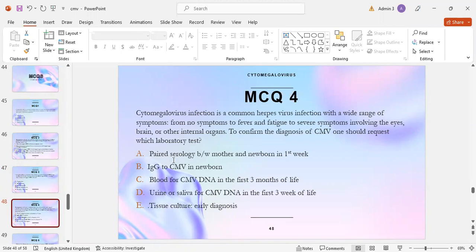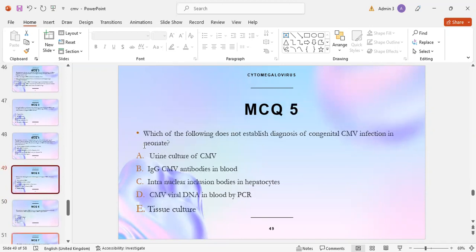Option A, paired serology between mother and newborn in first weeks. Option B is IgG CMV in newborn. Option C is blood for cytomegalovirus DNA in first 3 months of life. Option D is urine or saliva for cytomegalovirus DNA in last 3 weeks of life. Option E is tissue culture, which is delayed diagnosis. Option D is the right answer, urine or saliva for cytomegalovirus DNA in first 3 weeks of life.